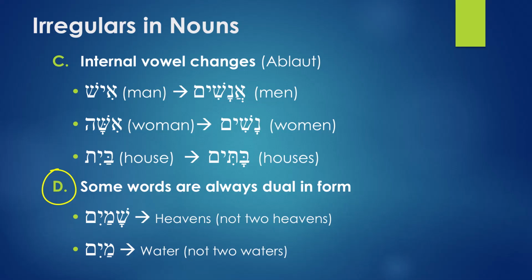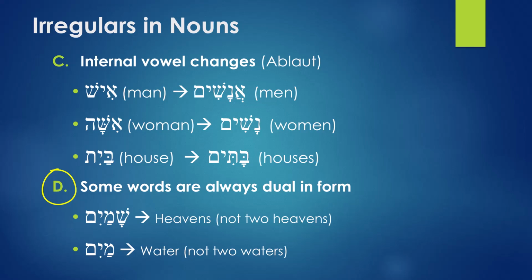Case number 4, D. Case number 4 says that some words are always duo in form, but not in meaning. Some words in Hebrew are going to have the duo ending, but the meaning is not going to be duo. Now, duo means two things, a pair of two. But when you translate them, they are not actually duo. The meaning is not actually duo.